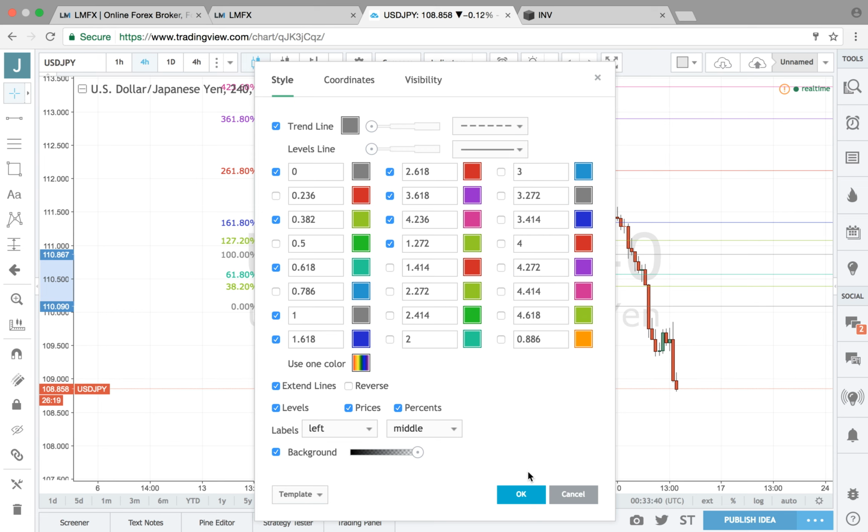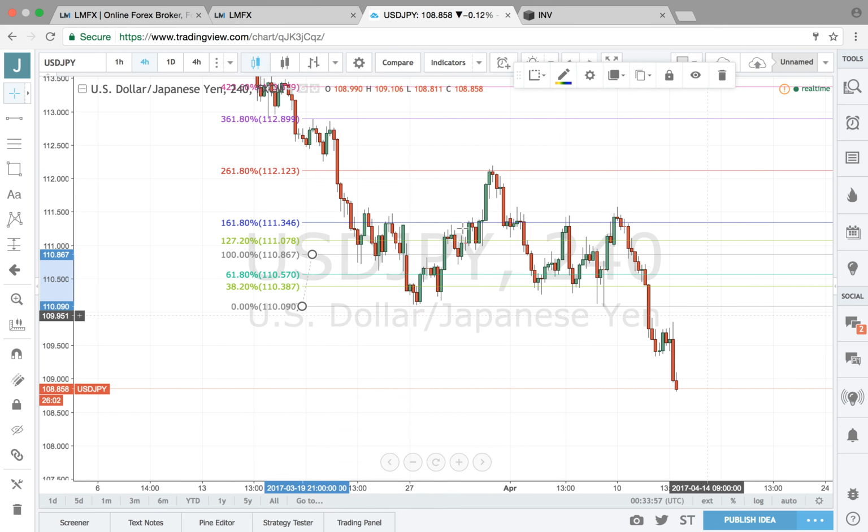I'm not going to go into it in this video, but that's how you actually add the extension levels. It should come with some of them on it. I think the only one it doesn't is the 1.272. And then I get rid of all the other retracement levels except for the 61.8 and the 38.2.